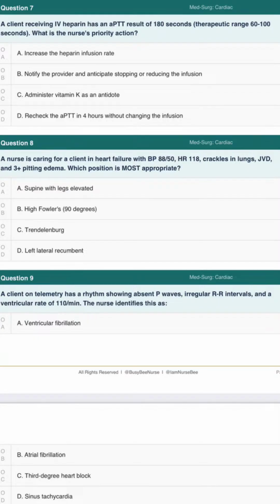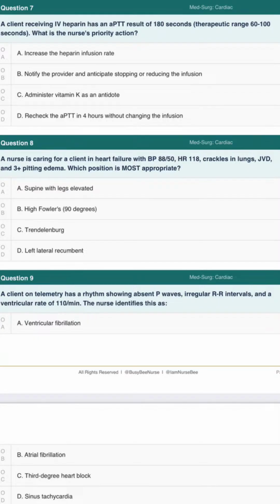Protamine sulfate, not vitamin K, is what is used to reverse heparin. It's not vitamin K. Protamine sulfate versus vitamin K. Vitamin K reverses warfarin. Okay.